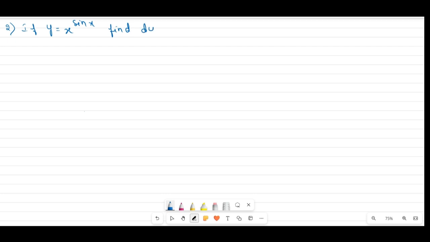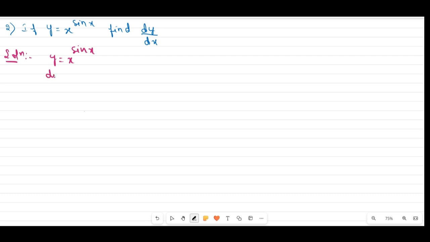I will move to the second question: if y is equal to x to the power of sine x, find dy by dx. Even in this question, the base is a function of x, and the power is also a function of x, isn't it? So the same method we must apply, that is logarithmic differentiation. I am considering the question x to the power of sine x.